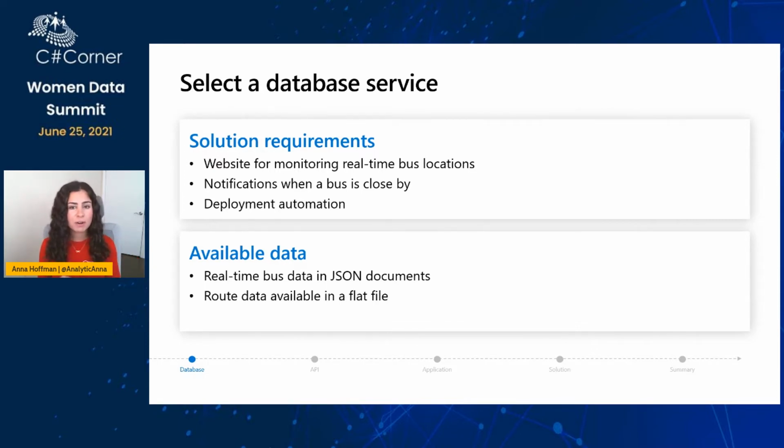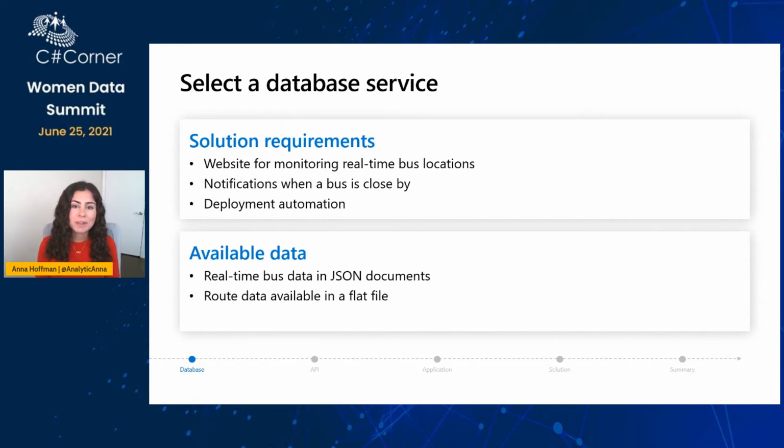So if we think about our solution, there are 3 main things. We want a website to monitor real-time bus locations. We also want notifications when a bus is close by, so we know when to leave our office or our apartment or house or whatever to catch the bus. And then we want deployment automation. We're just getting started, but as we enhance this application and this database, we want to be able to automate that deployment in a way that's scalable, reproducible, and also able for us to monitor if anything went wrong.